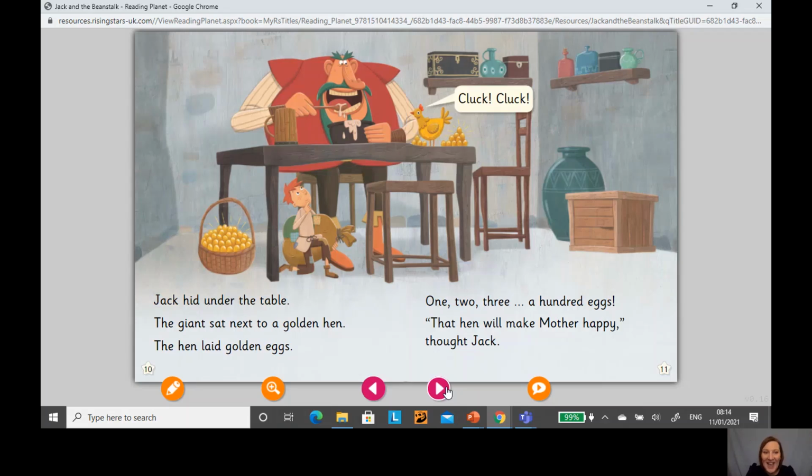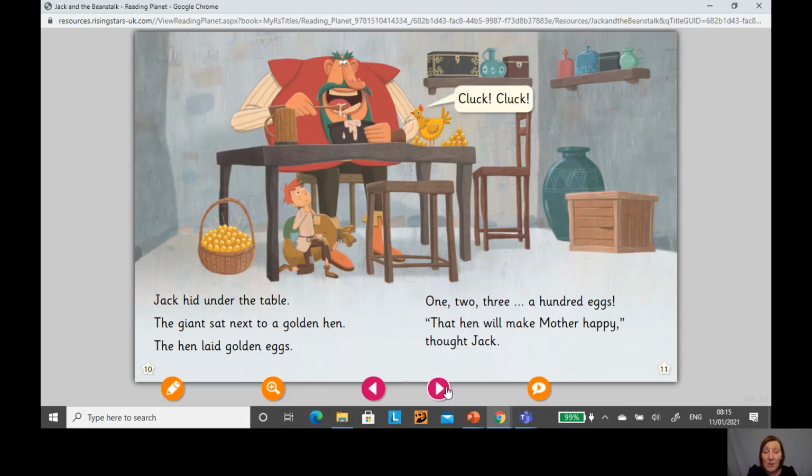Jack hid under the table. The giant sat next to a golden hen. The hen laid golden eggs. "1, 2, 3, 100 eggs." "That would make Mother happy," thought Jack.